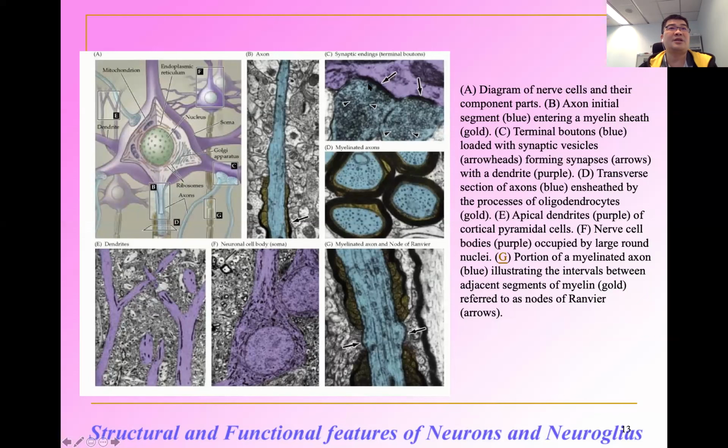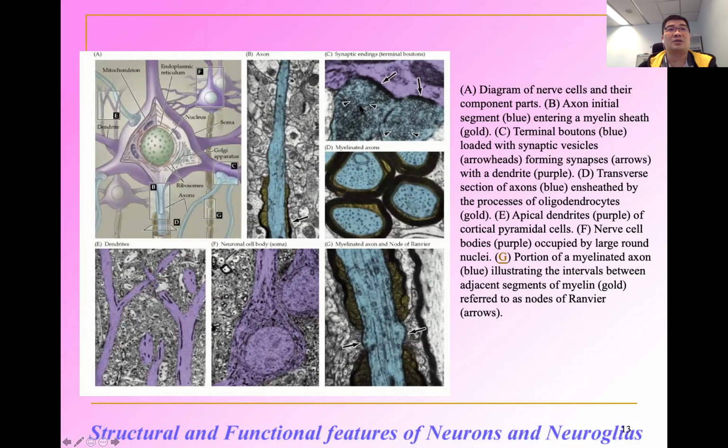Now let's look at C, the synaptic endings. You can see that this is actually the synapse, and this is really the gap. When we talk about the synapse structure, we'll talk about it in more detail. You see those small vesicles in these electron microscope pictures. Those are vesicles that contain the neurotransmitters. When we talk about those neurotransmitters and how the synapse releases them, we will have more on that.